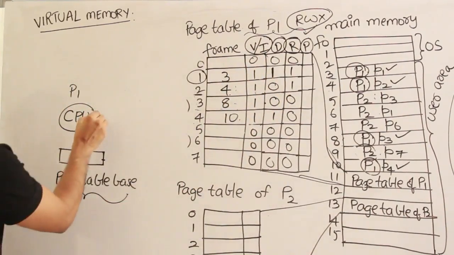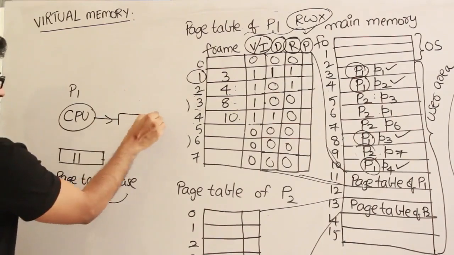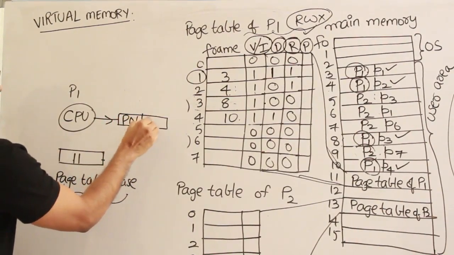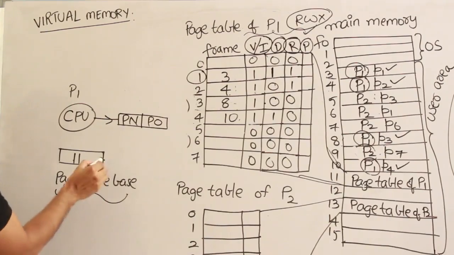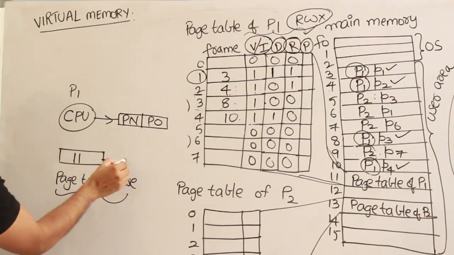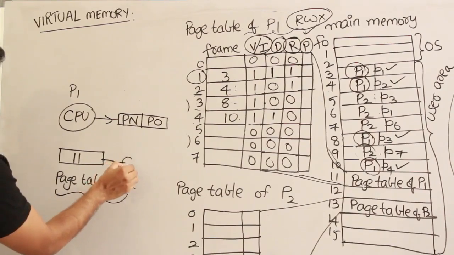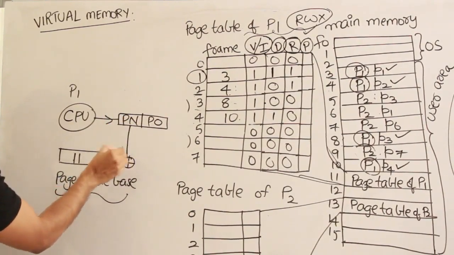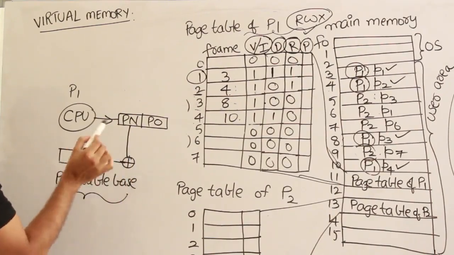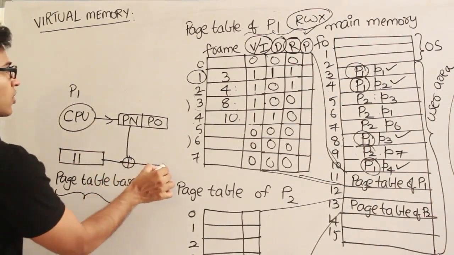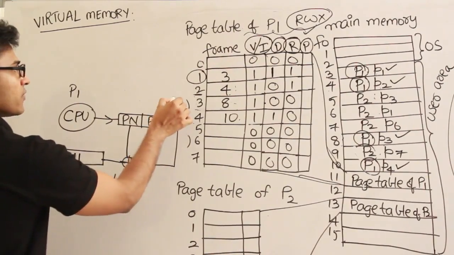Now whenever any CPU generates a logical address, I told you a logical address is of two parts. One is page number and the other is page offset, right? Now we take the base of the page table. This will tell us where the page table is loaded, and then we take the page number and add it. Then we can exactly go into that particular page number of the page table. So using these two, I can get into the page table entry of the required page.